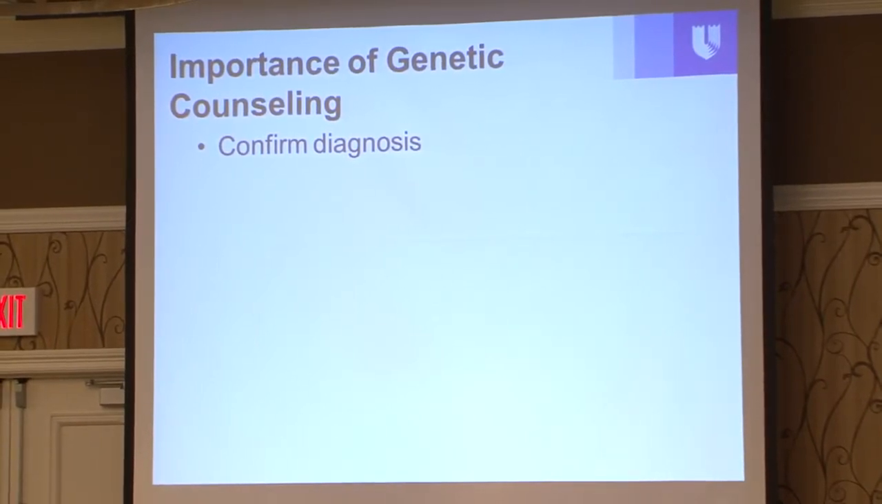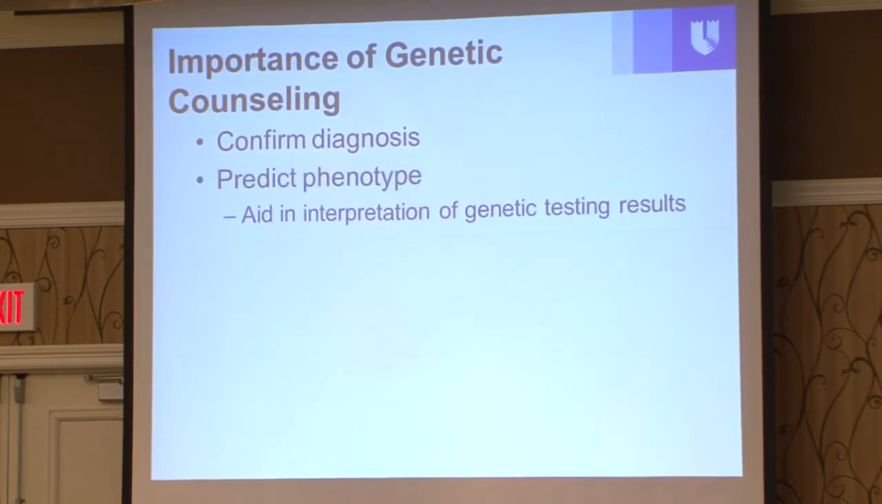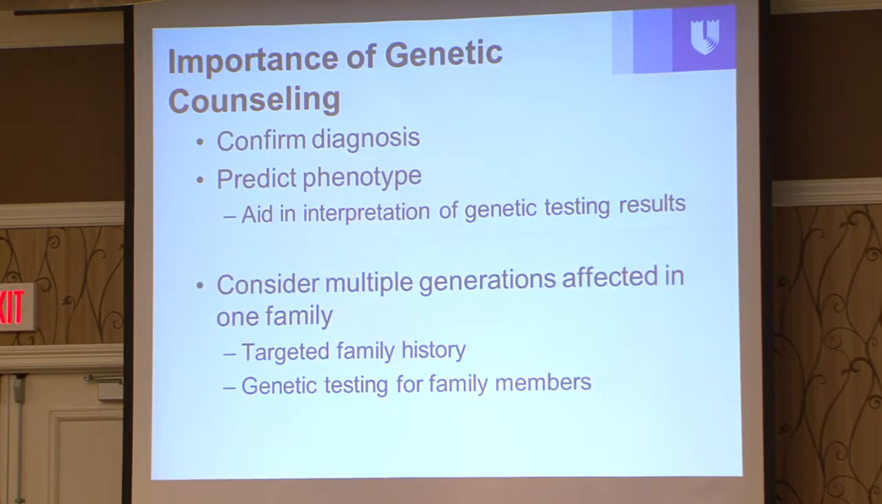So why is genetic counseling important? Why do we consider genetic testing? One reason is to confirm a diagnosis of Pompe disease, and Deeksha touched on that very nicely. But also we have the question of predicting phenotype. If you're diagnosing a young child or a younger adult, do we see a mutation that indicates more late onset type disease or more infantile type disease? Thinking about that can aid in interpreting genetic testing results.